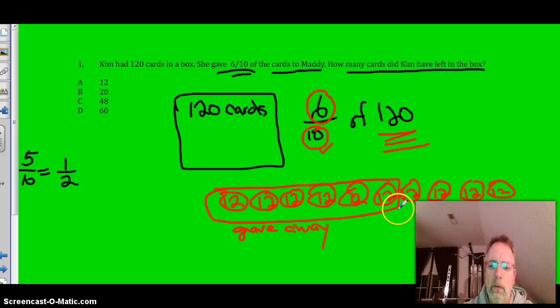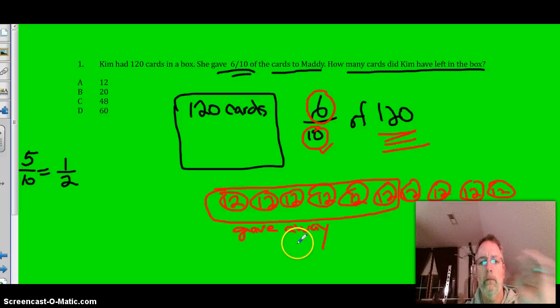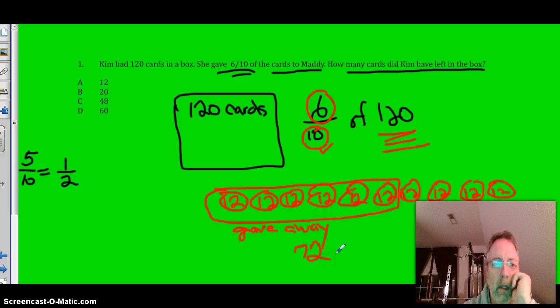Okay, so if we know our multiplication combinations, 1, 2, 3, 4, 5, 6 groups of 12. 6 groups of 12 is 72. So she gave 72 of her cards away.